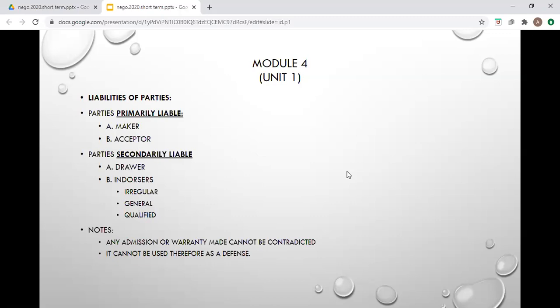So, if you are a person secondarily liable, there are two requirements that must concur so that the liability is created. First, it should have been dishonored either by non-acceptance or by non-payment. And the second one is that you should have been duly notified of the fact of dishonor. In other words, you should have been served with a notice of dishonor. If there is an absence of either or both, the liability of a person secondarily liable is not yet created.